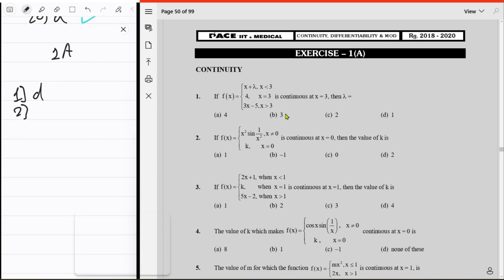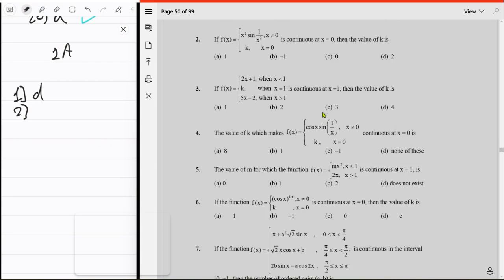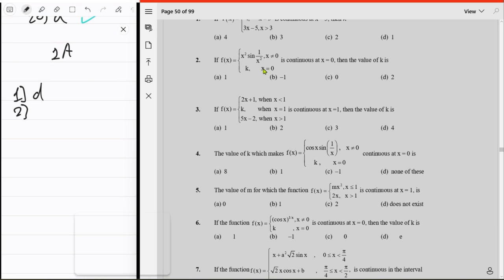Second: if this is continuous at x equal to 0, then the value of k is, okay, so x square sine square of, okay, sine of 1 upon x. Look, this thing approaches some weird value, right? It's in between -1 and 1, right? We don't care about what the value is, it's finite, and then x square times that is 0, right? So k should be 0. Yes, it's C.